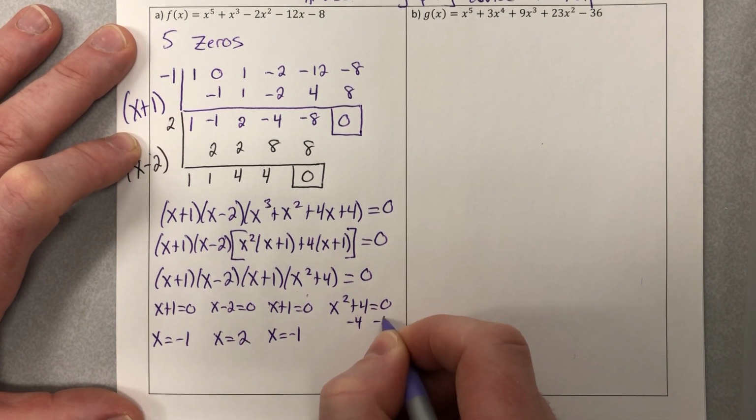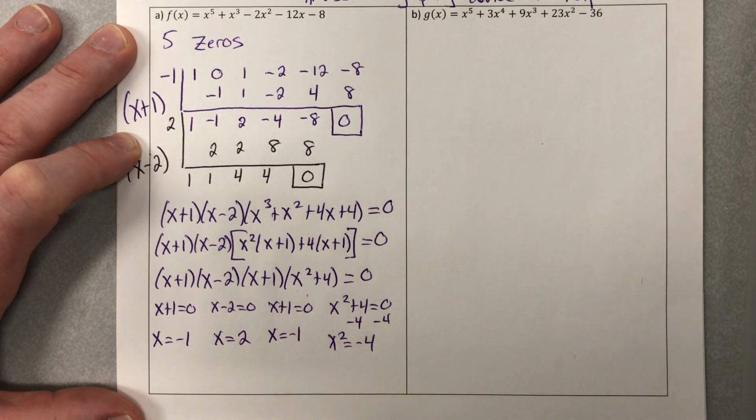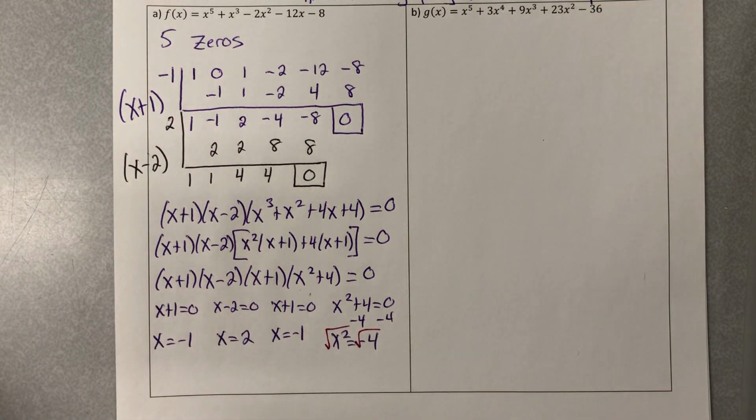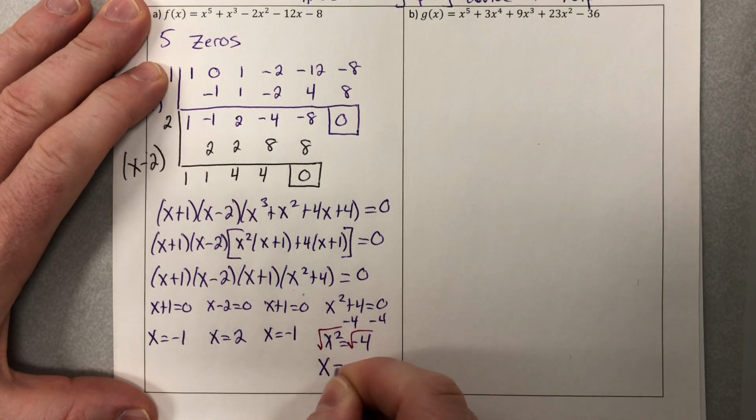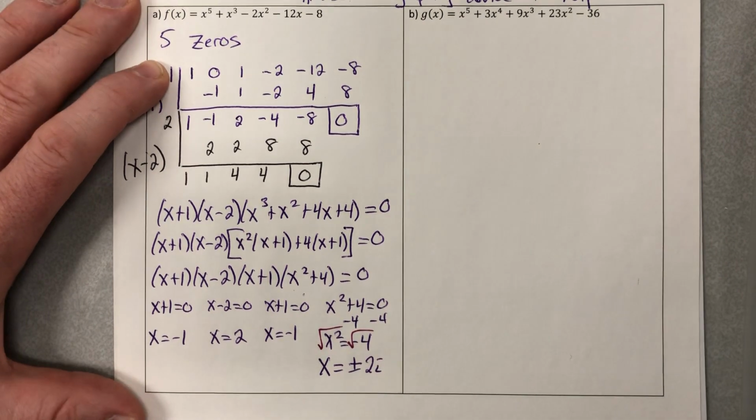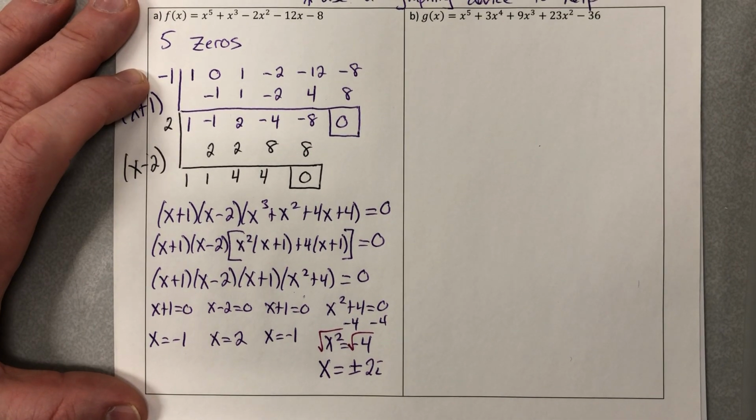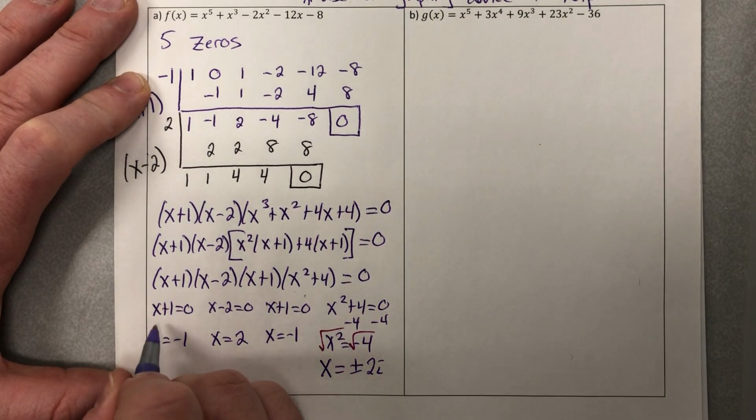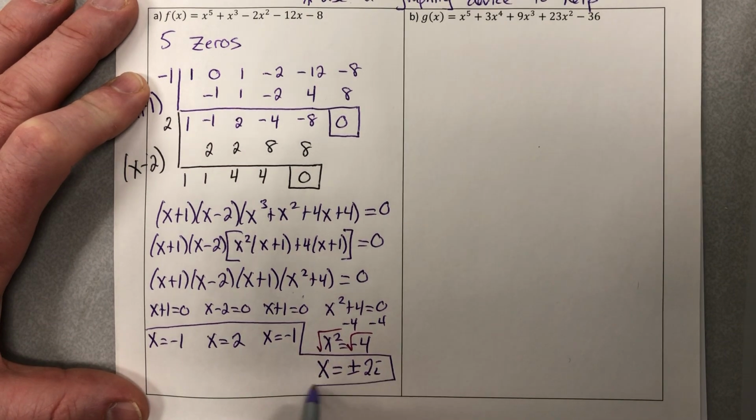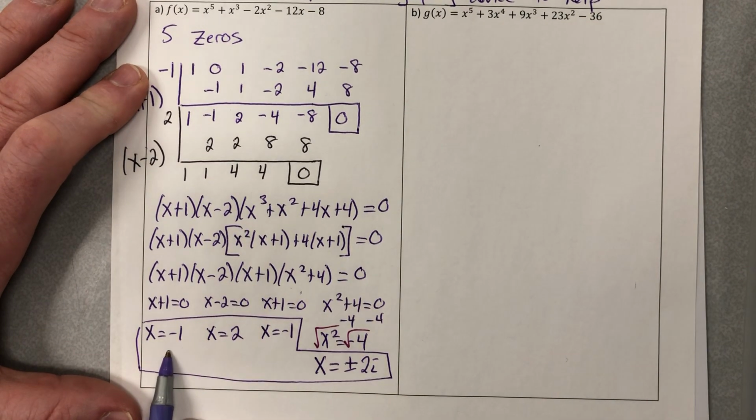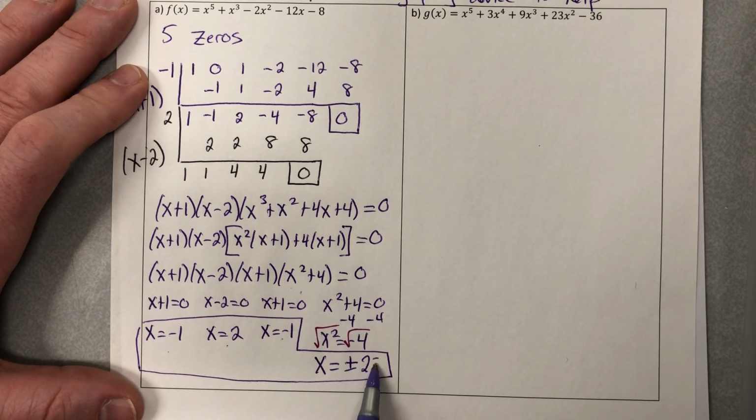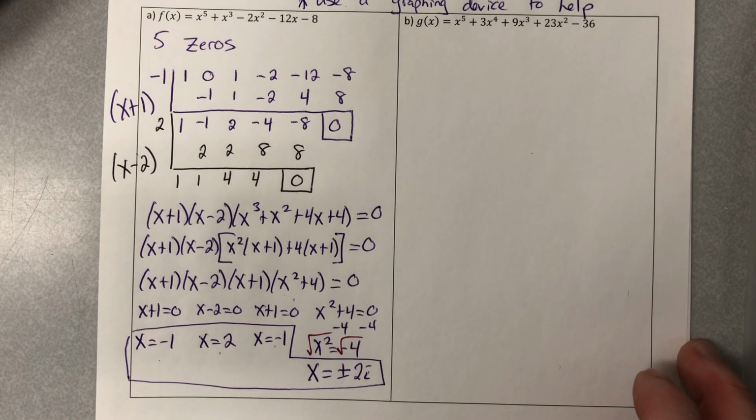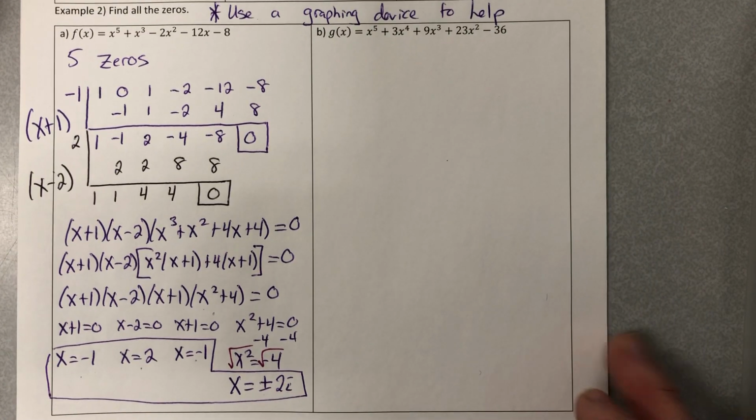And now with the last one here, I get x squared equals -4, and if I take the square root of that, you guys guessed it, this is going to be plus or minus 2i, because we can now have complex zeros. This will not hit the x-axis, but it is still a zero because it's to the 5th power. So our 5 answers are -1, 2, -1, +2i, and -2i. So we're just adding the complex numbers into our possible solutions.